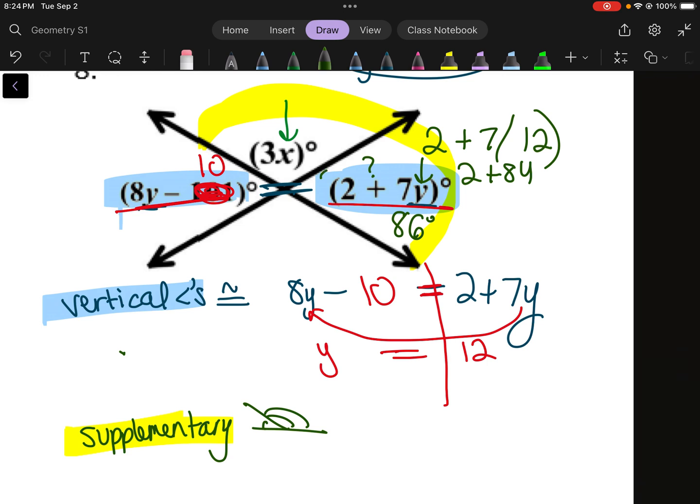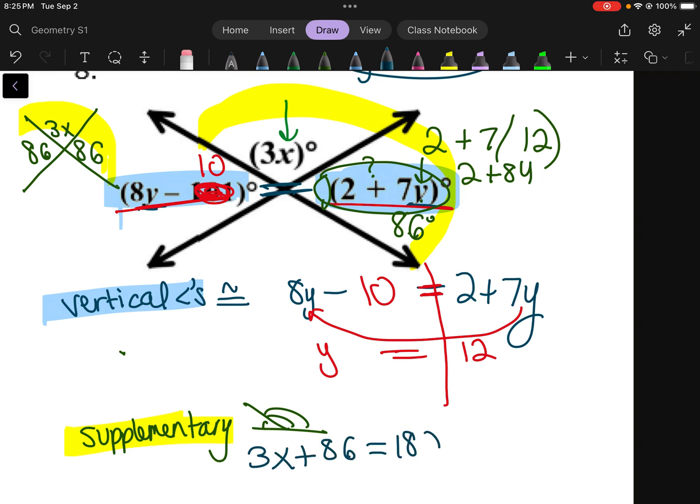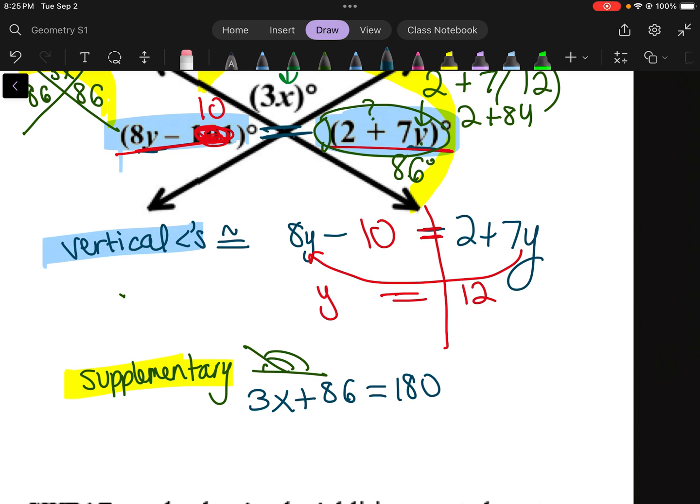So why did I have to plug it back in? Well, because I want to know what x is. I now know what y is, so now I know what this angle's worth. So if you want to change this, you have 86 and 86 because those are equal, and then you have 3x. So how on earth do you figure out what 3x is? Well, you add them together now. So 3x plus 86 equals 180. So I'm going to subtract 180 minus 86. I get 94. And then now divide by 3. Okay, so x equals 31.3 repeating because it goes on forever.